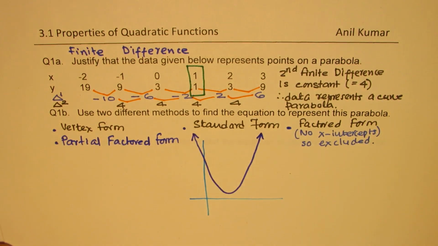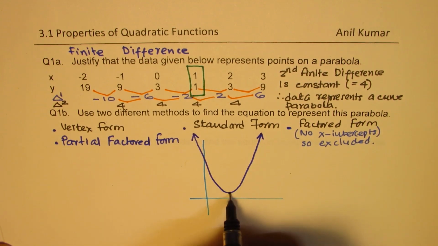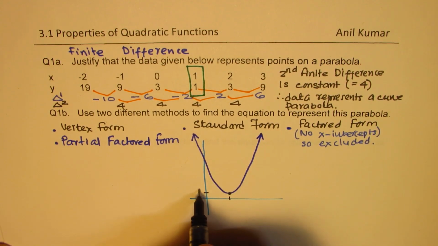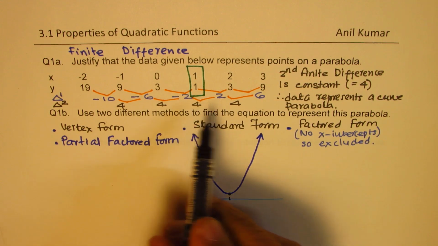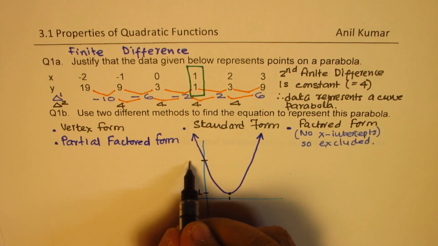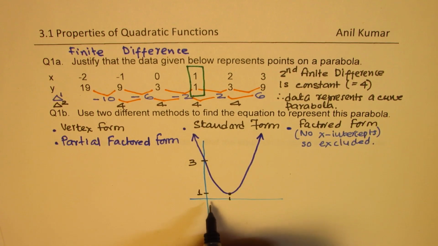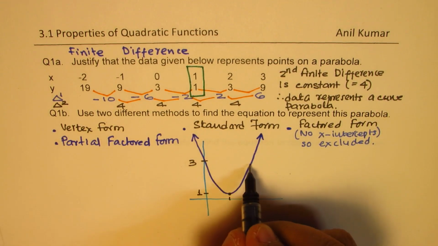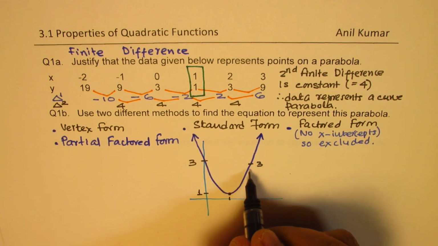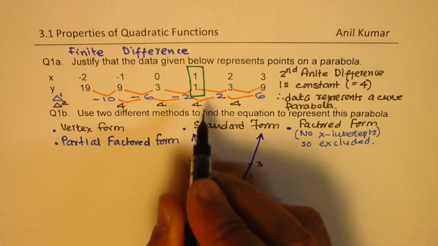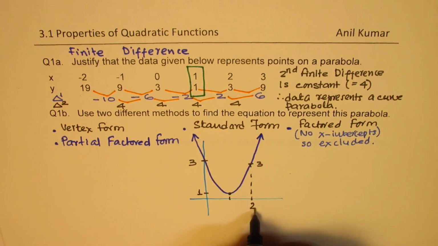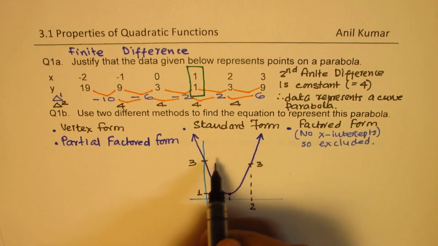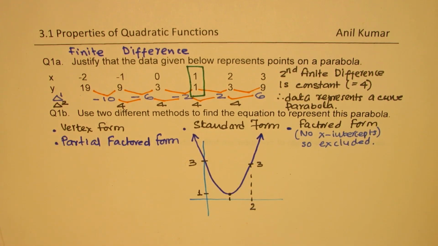Okay, so that is a rough sketch. The point here is 1 and this is 1, okay? And then at 0, we have a value which is 3, right? So this is definitely not to scale, but you can see it is 3, and then here also it should be 3, correct? So this 3 is at 2. So that is the kind of parabola for which the data is given to you.